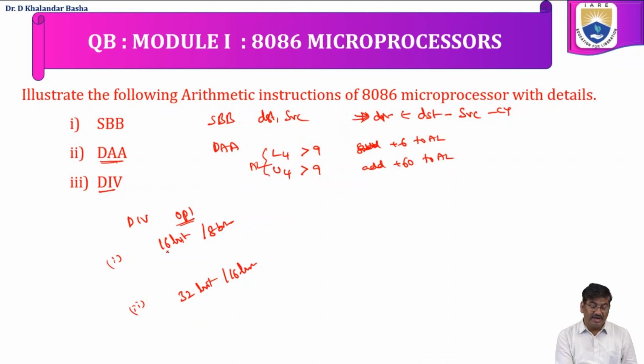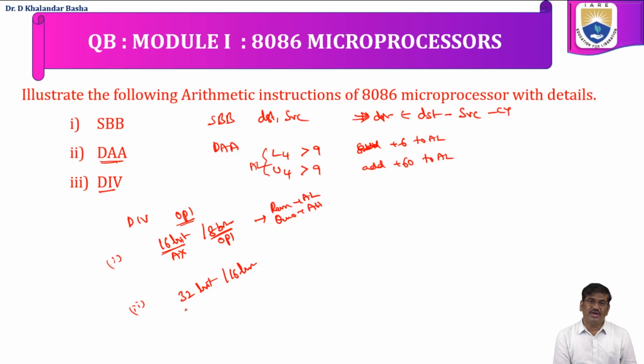Whatever the dividend is, which is of 16-bit size, that will be in the AX register, whereas the divisor, which is 8-bit, should be in the operand 1 position of the instruction. After executing this instruction, we are going to have the remainder in the AL register and the quotient in the AH register.